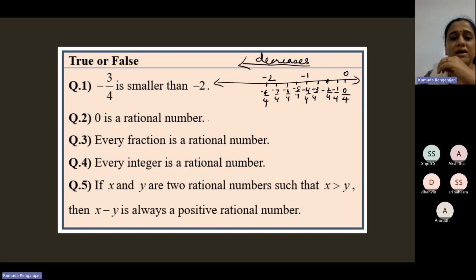So when you compare, like minus 3 by 4 and minus 2, when you compare just 3 by 4 and 2, 2 is big. But when both are negative, minus 2 is small.